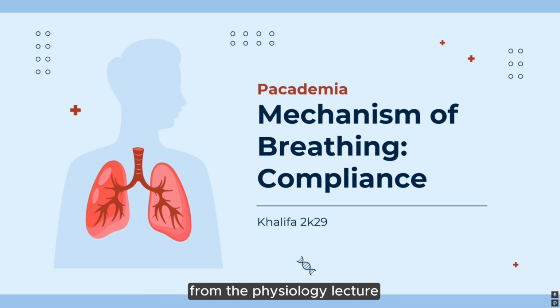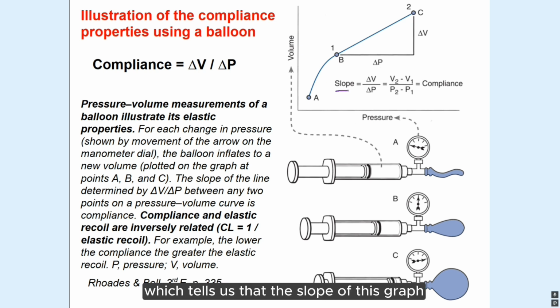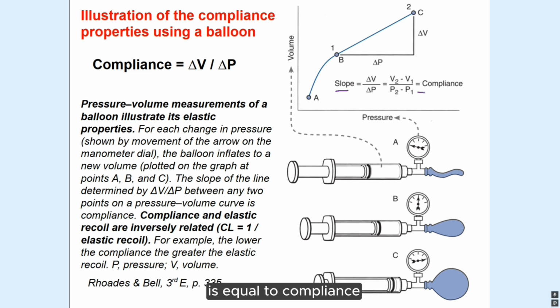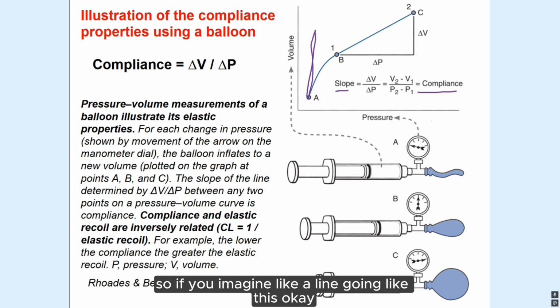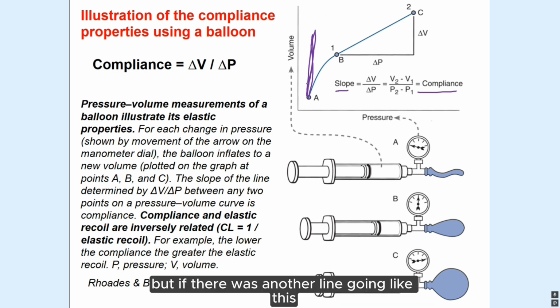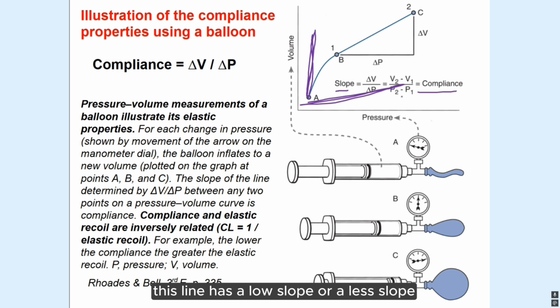Figures and graphs from the physiology lecture, Mechanism of Breathing Compliance. So this slide introduces the pressure volume graph, which tells us that the slope of this graph, of the change in volume over the change in pressure, is equal to compliance. This means that if the slope is high, compliance is high. So if you imagine a line going like this, this line has a high slope, so it has a high compliance. But if there was another line going like this, that line has a low slope, and so it would have less compliance.